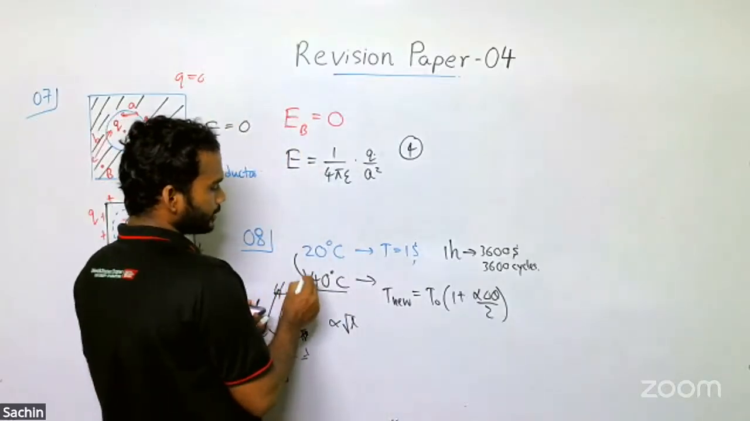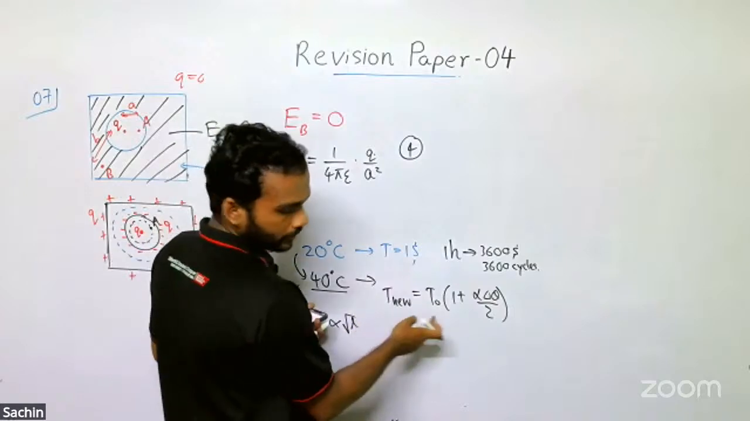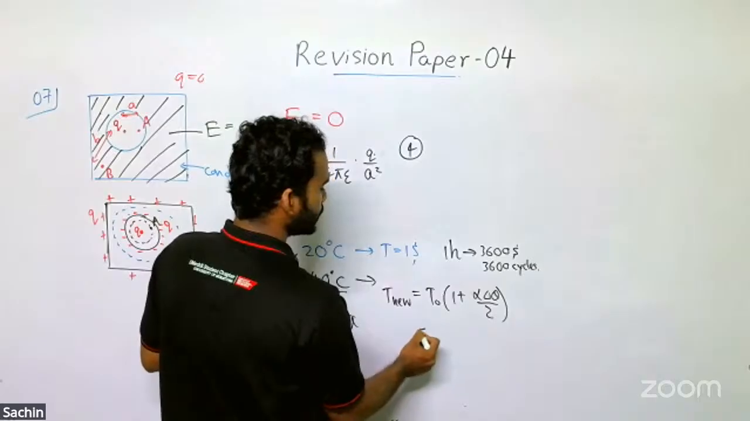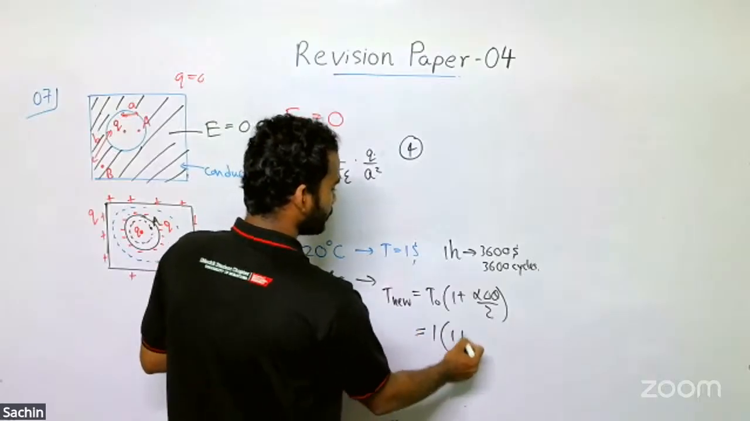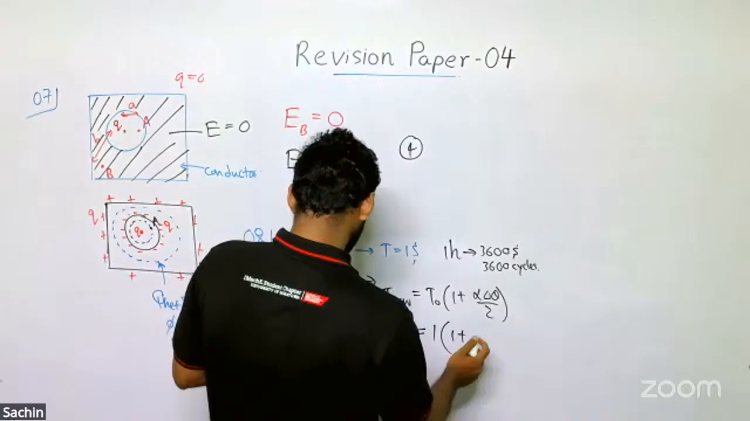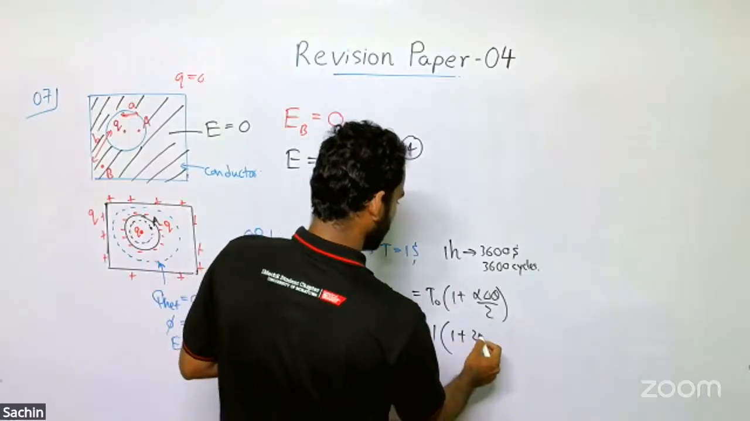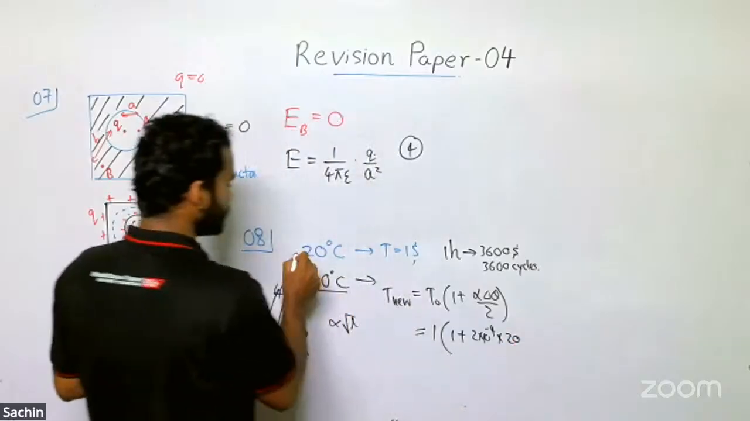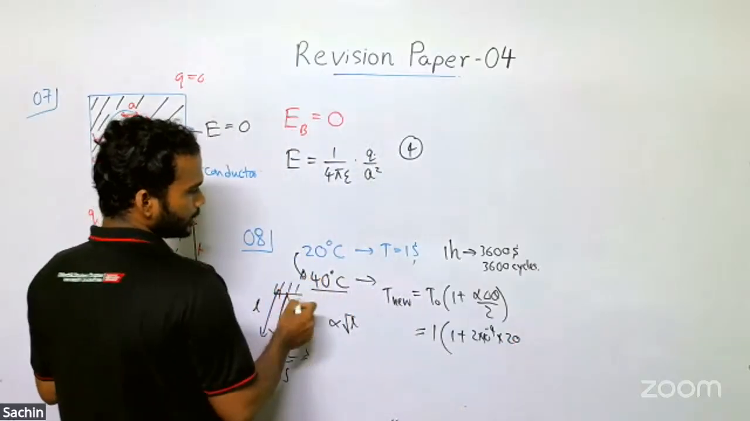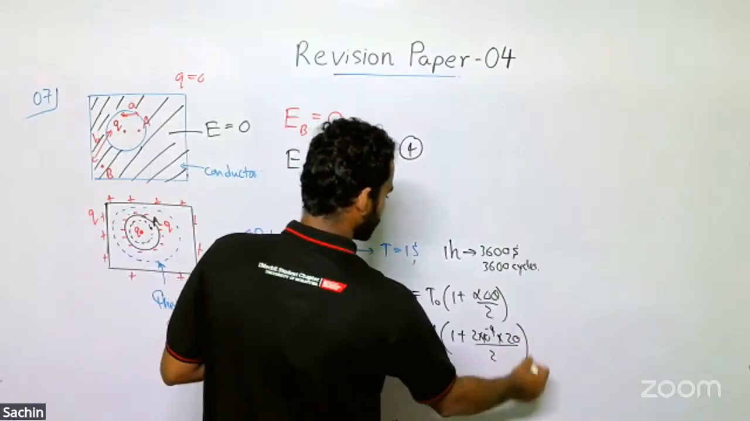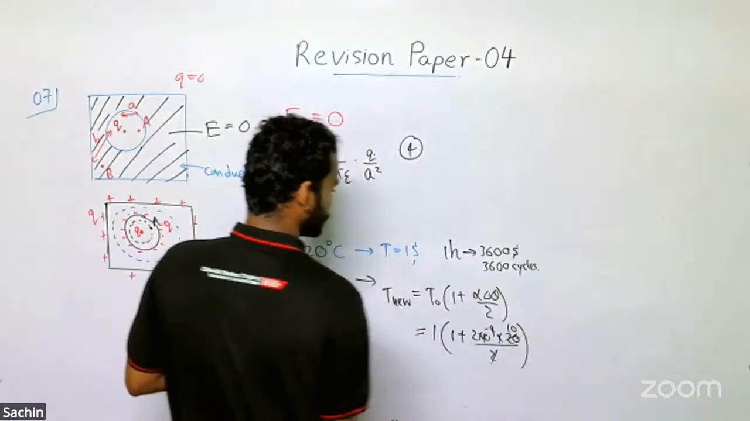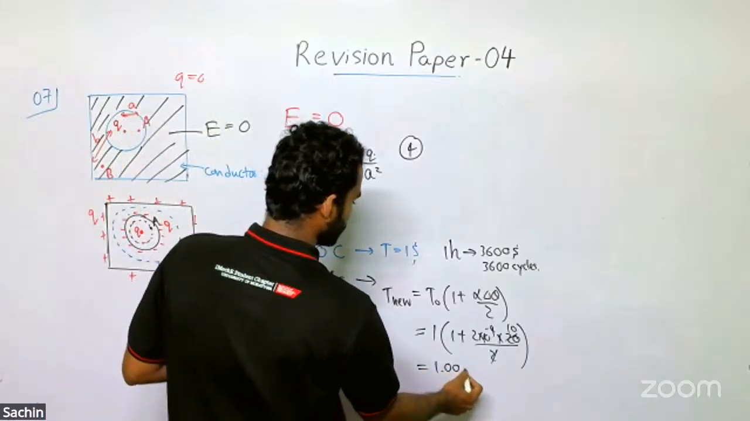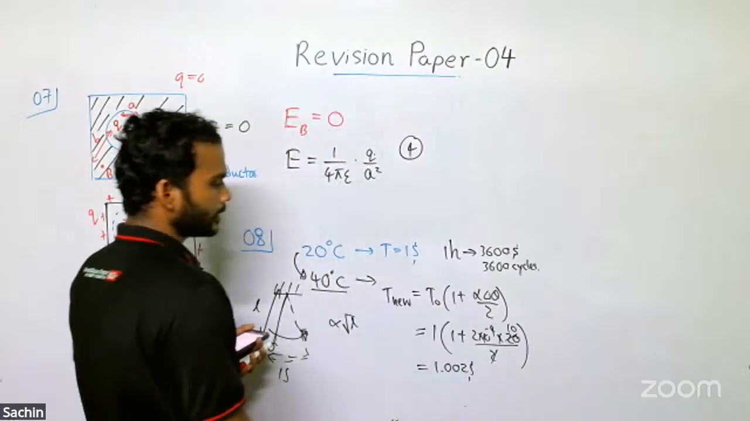If the temperature increases, then the new time period should be equal to the initial time period times 1 plus alpha delta t divided by 2. So the initial time period was 1, plus alpha, the value is given as 2 into the power minus 4, times the temperature change, which is 20. Initially it was 20, now 40, so the change is 20, divided by 2. That is 1.002 seconds. Okay, so what happens?